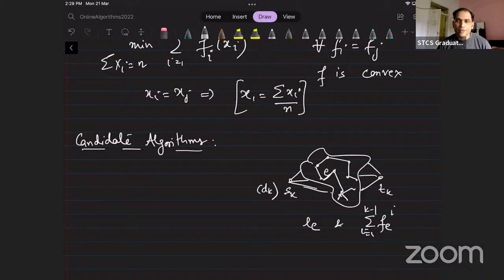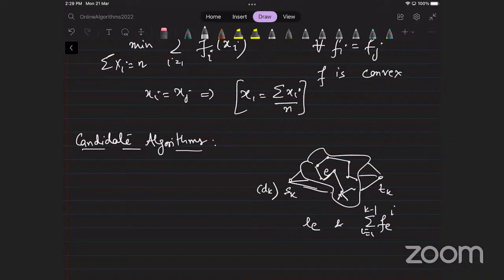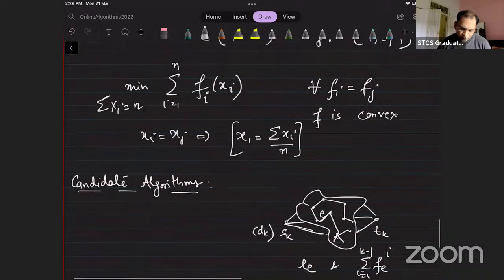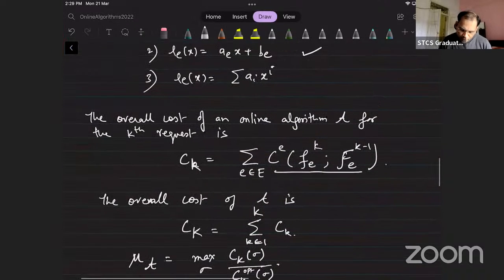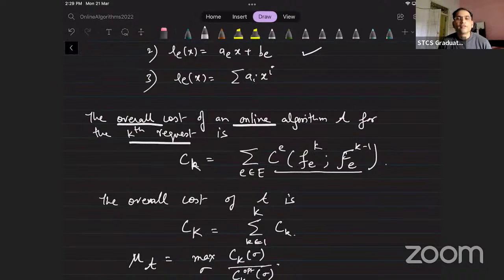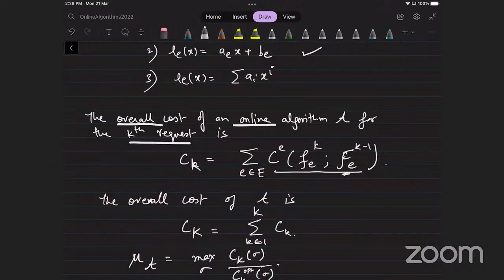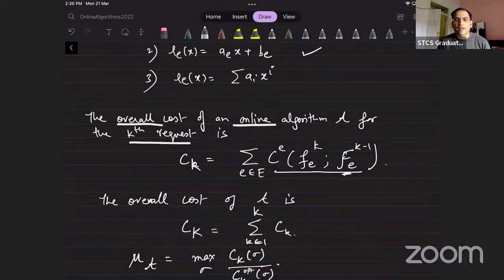Always remember, algorithm complexity is not my problem. Optimize locally. Given the current state of the network, find a flow that will incur the minimum cost. Right. So I defined something for you before. I defined the overall cost of an online algorithm for the kth request. So are you saying find a flow which minimizes C little k? Yeah. See, this is already frozen. I can't touch this. All I can do is look at the local cost and try to minimize my local cost.